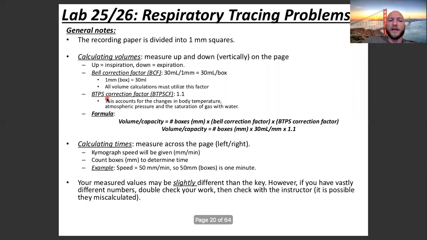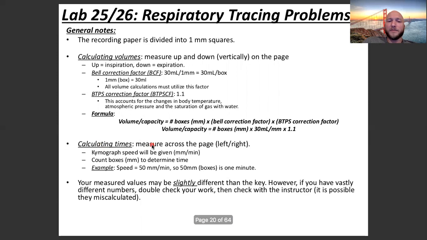The BTPS is a correction factor. This accounts for changes in body temperature, atmospheric pressure, and the saturation of gas with water. So the formula for volume is number of boxes times the Bell correction factor, 30, times BTPS, which is 1.1. The number of boxes, how do you get that? You look at the graph and you count.